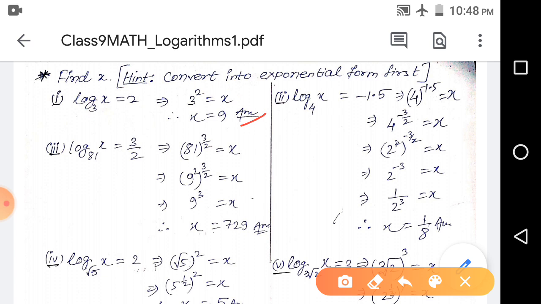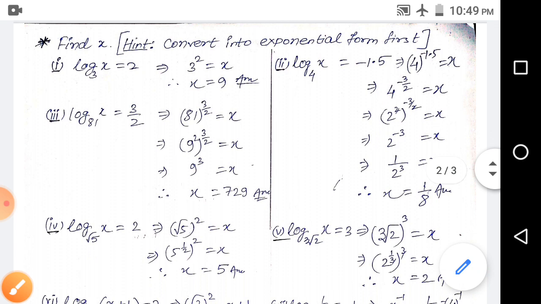Now see this one. Question number 2. Log base 4 of x equals minus 1.5. So for this we can write the exponential form as 4 to the power minus 1.5 equals x. Now minus 1.5 can be written as minus 3 by 2. So 4 to the power minus 3 by 2 equals x. Now we know that 4 can be written as 2 squared. Now the powers are multiplied. So what is left here? 2 to the power minus 3, and 2 to the power minus 3 means 1 by 8. So this is the value of x. So this is the answer.